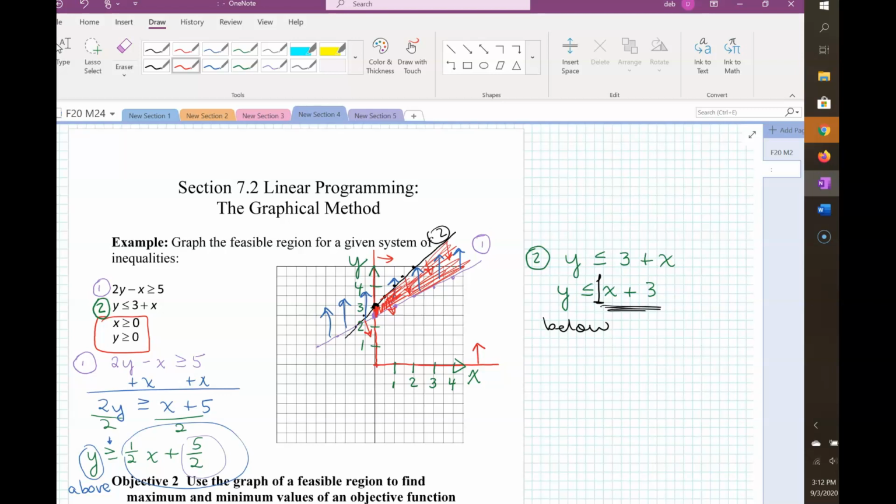Okay, and then just to tell you, we're going to be looking at points that are called the corners. So this is a corner point of this feasible region, and this other point here is also a corner point. Okay, so that's graph the feasible region.